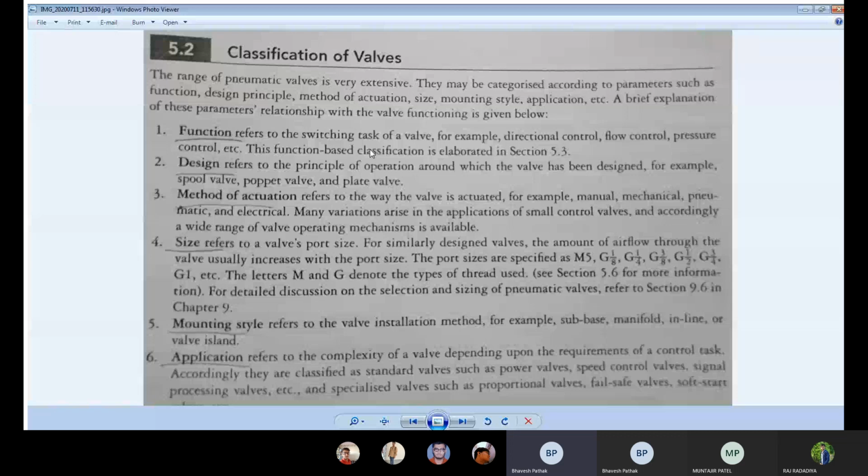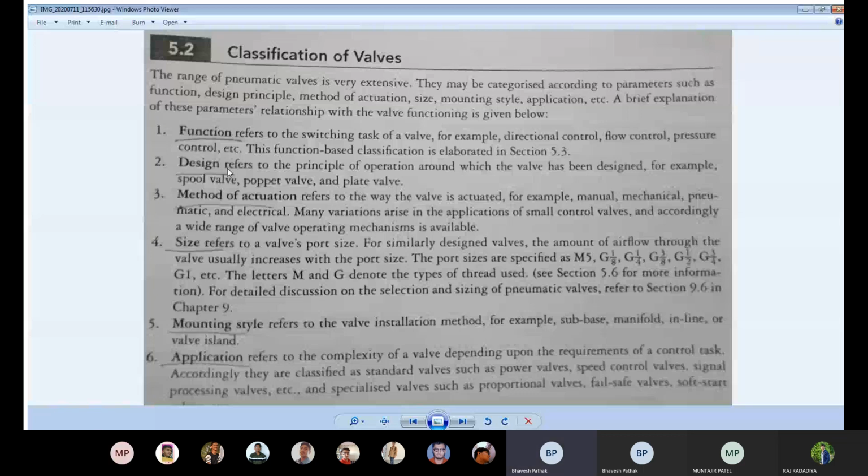So according to design, it can be a spool valve, a poppet valve, or a plate valve. Then, according to actuation: how you are opening and closing a door, simply manual, by catching the door handle and opening and closing. So it is a manual operation. Say you are opening by pushing your hand, but you have provided a return mechanism, pneumatic or hydraulic. So it is a return mechanism.